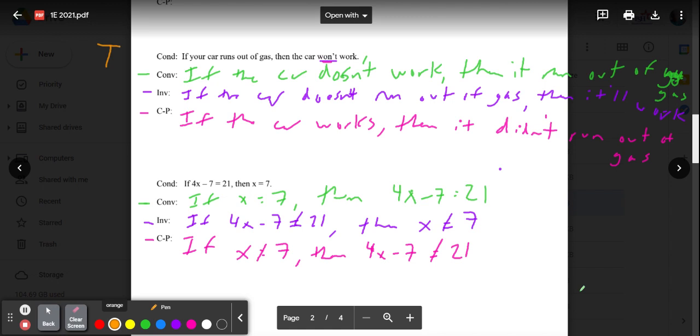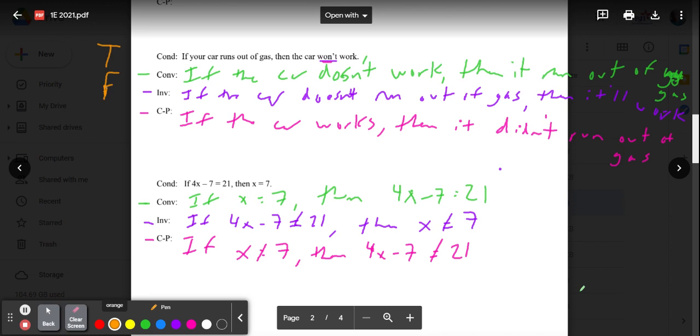Okay, looking at the converse, if the car doesn't work, then it ran out of gas. Well, I've been driving for 17 years, something like that, and my car's been in the shop many, many times, never for being out of gas. Okay, so that converse is going to be false. Because that statement is saying if the car doesn't work, then it must have run out of gas. Well, there's a million other ways for cars not to work than just being out of gas, right? So that's false.